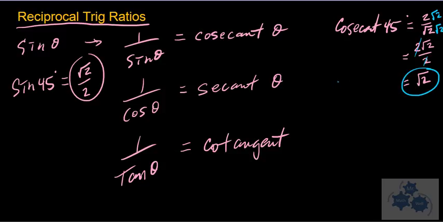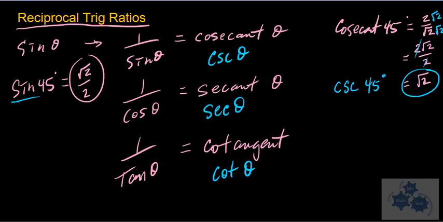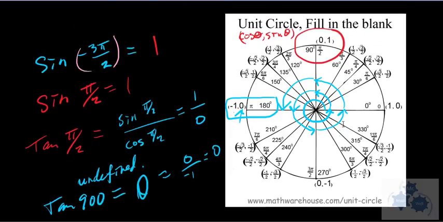No? Okay. How do you write cosecant as an abbreviation? Anyone know? Close. CSC. Cosecant 45. Okay. So cosecant is CSC, secant is SEC, and cotangent is COT. Those are the abbreviations there for the reciprocal trig identities. So obviously, you can get the reciprocal trig identities from the unit circle as well, right? So let me copy this again.